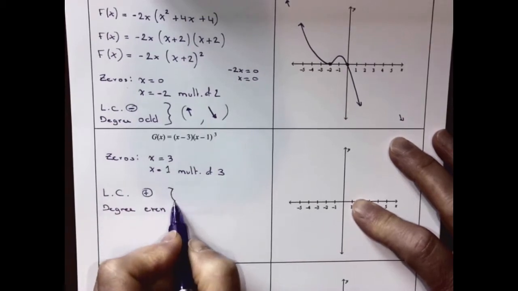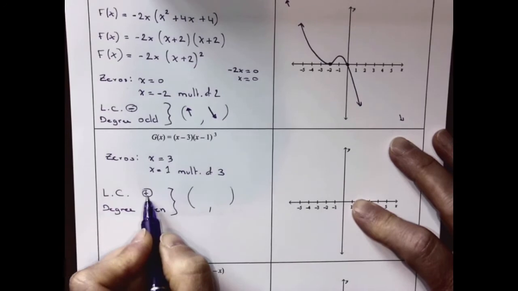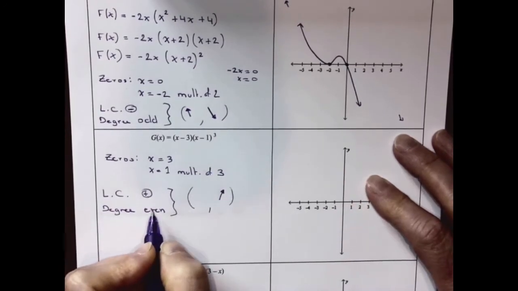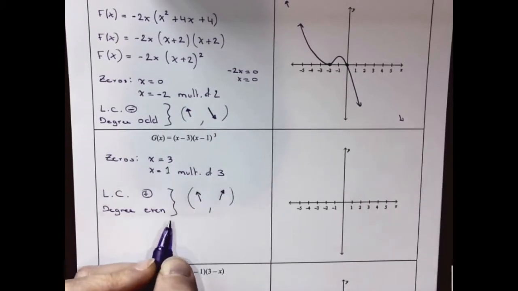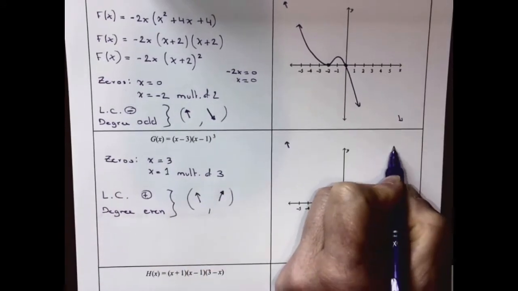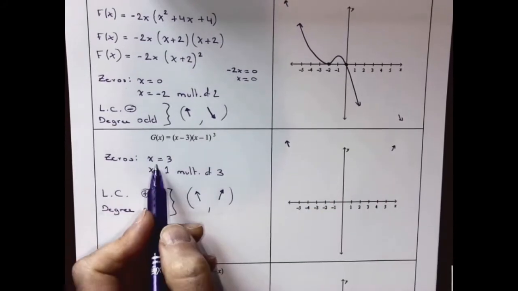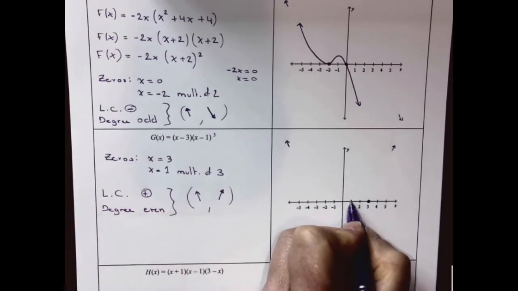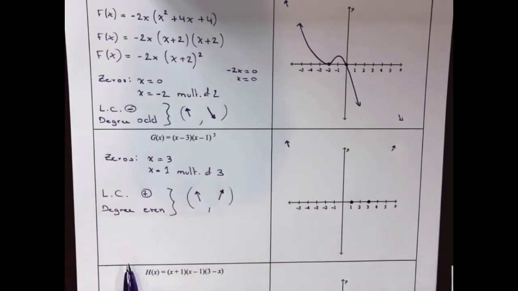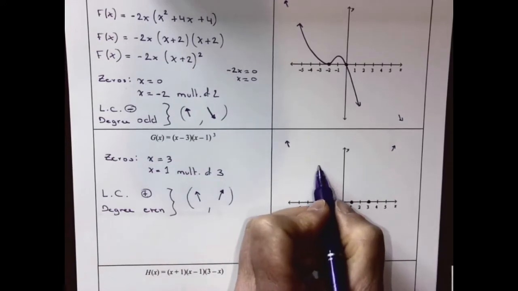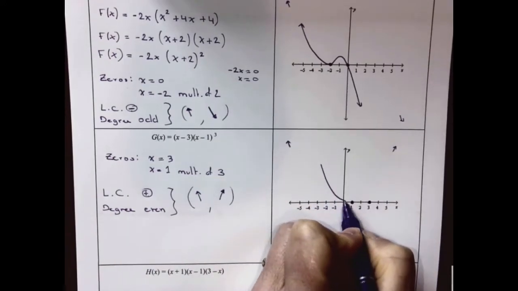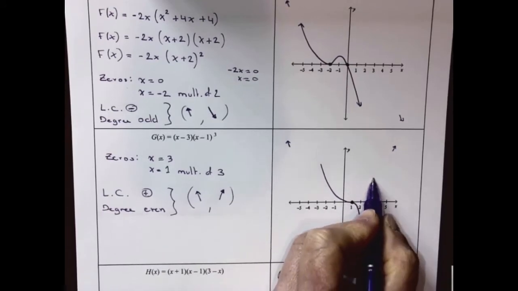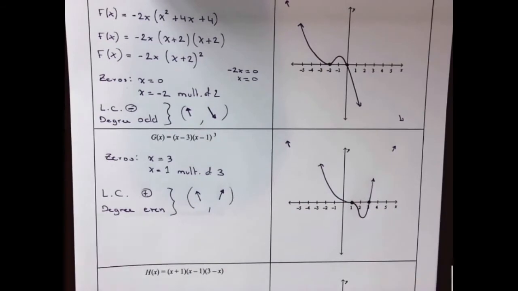So knowing that, I know my end behaviors are going to be leading coefficient goes to positive infinity, and the degree is even, so they have to behave evenly. So I need to go to infinity on both sides of my graph. I need to hit x equals 3 straight through, and at x equals 1 I need to have a multiplicity of 3, so a change of concavity. So I'm going to come from up here, concave up, switch to concave down, and now go back up to hit this one.